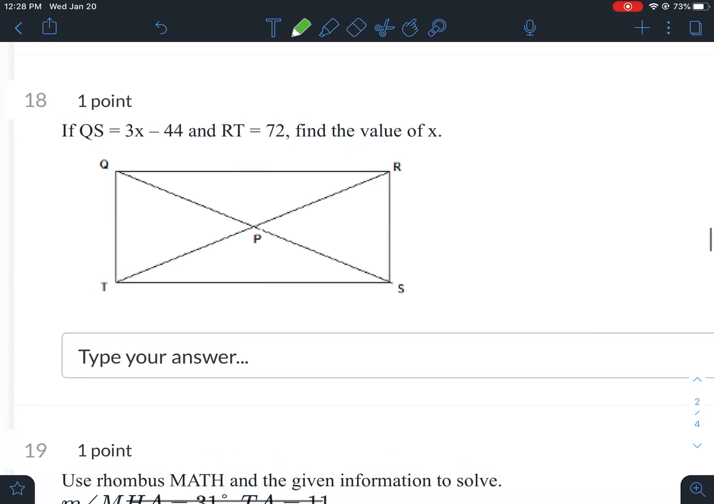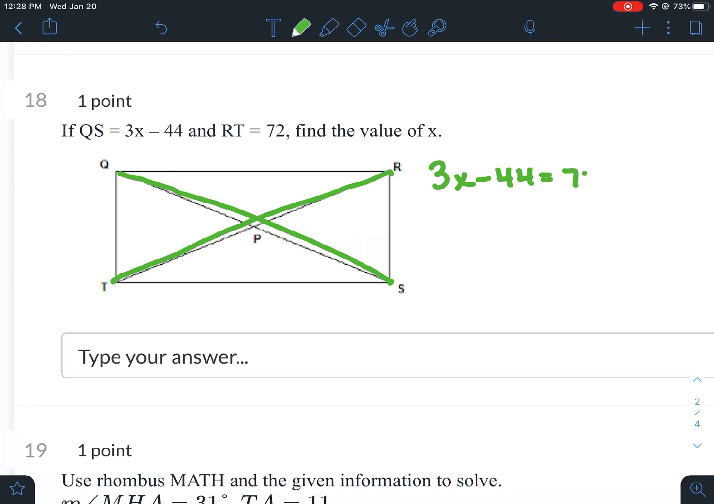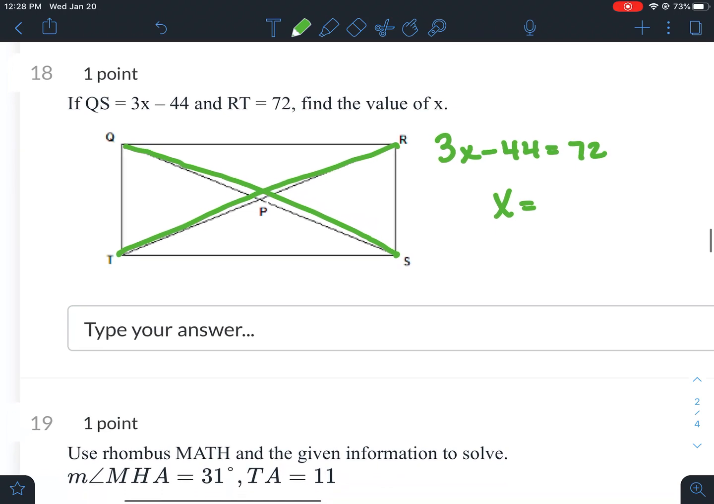18, so we have QS, which is our whole diagonal, and we have RT, again our whole diagonal. We know our diagonals are equal in rectangles, so we're going to set them equal. 3x minus 44 equals 72. When you solve for this one, you are going to get x equals, no, I'm not going to tell you, it's a decimal. So I'm going to let you solve that one.